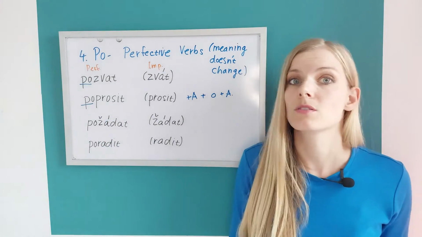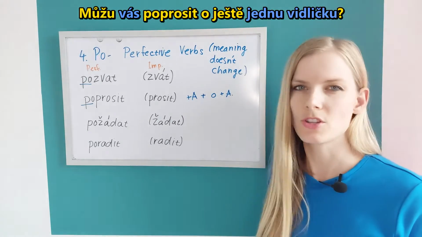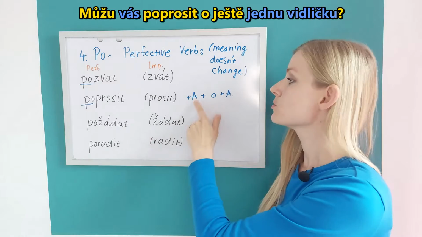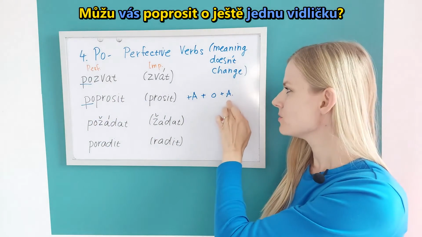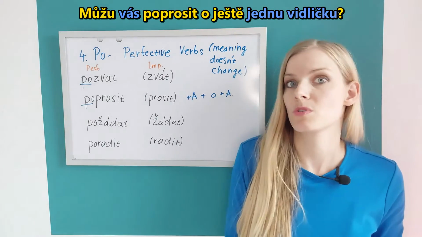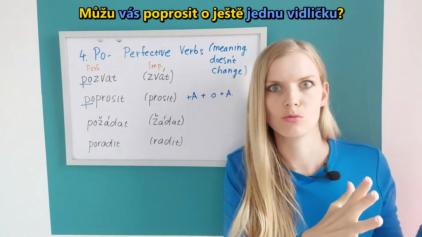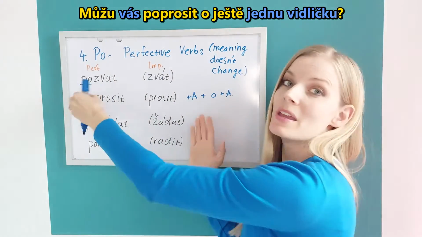Imagine you want to ask a waiter for one more fork and you would say, můžu vás poprosit o ještě jednu vidličku? Of course, the word order changed a little bit because we started by the verb můžu. So the object, můžu vás, goes in front of this main verb.